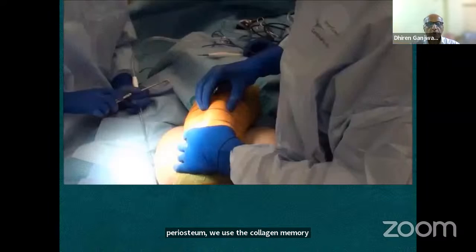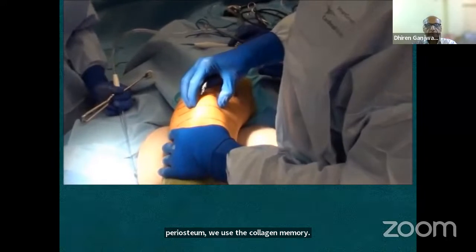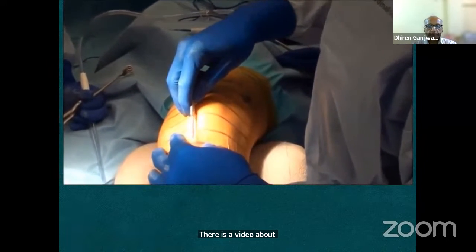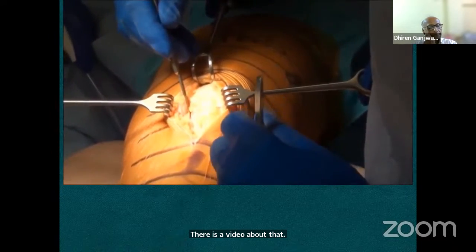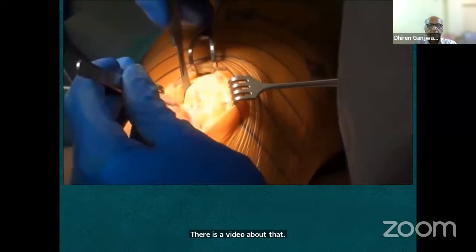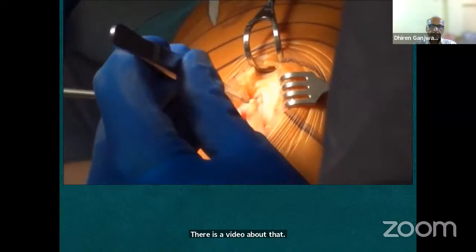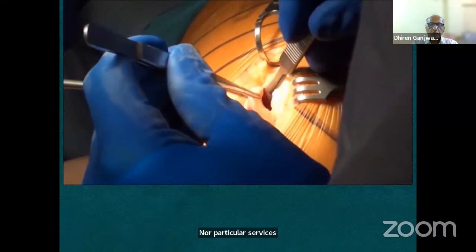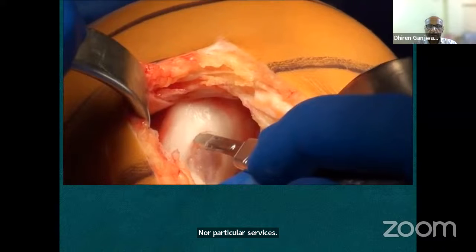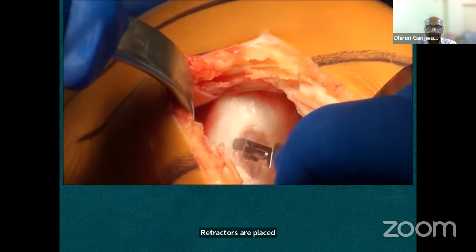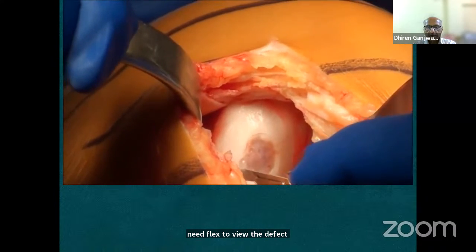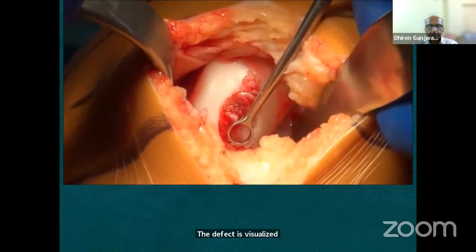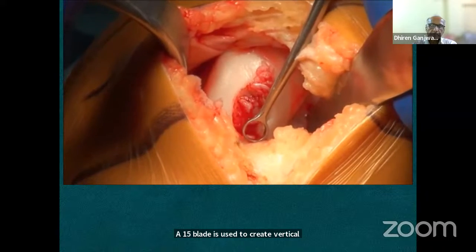There is a video about that. The knee is approached through a medial parapatellar arthrotomy. Care is taken not to harm the medial meniscus nor articular surfaces. This is a standard arthrotomy procedure. Retractors are placed and the knee flexed to view the defect. The defect is visualized. A 15 blade is used to create vertical walls, and a curette clears the base.